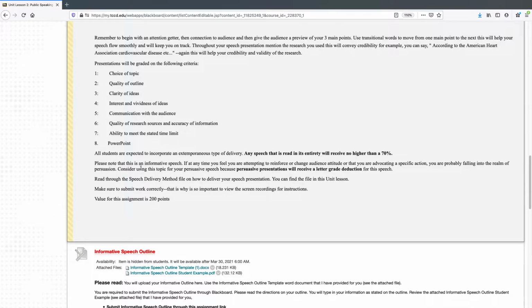Please note that this is an informative speech. If at any time you feel you are attempting to reinforce or change audience attitude, or that you're advocating a specific action, you're probably falling into the realm of persuasion. So consider using this topic for your persuasive speech, because a persuasive presentation will receive a letter grade reduction for this speech. So make sure that you know what an informative speech is.